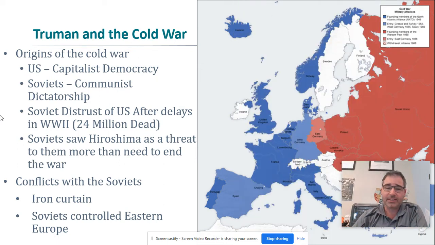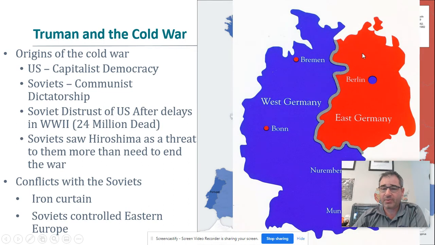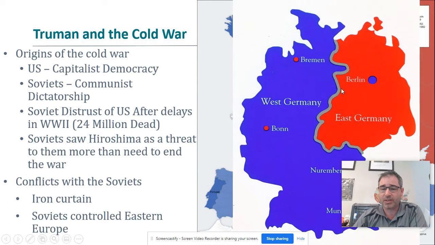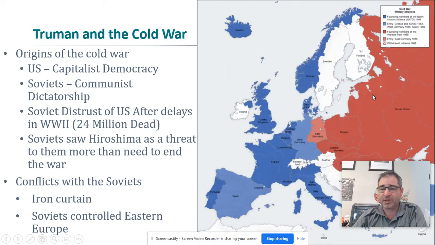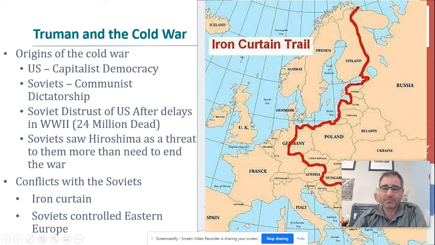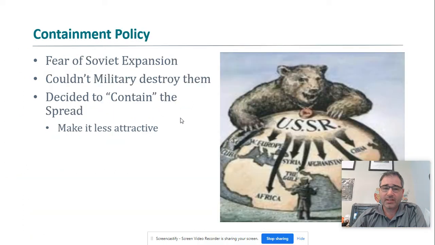Remember that Berlin is also broken up. So you can see in East Germany, right here is Berlin, and Berlin is broken into East and West. Now, East Germany is in Soviet territory, and West Berlin is in East Germany. And Berlin, right here, is Eastern German territory. There's the Iron Curtain. The United States has a policy known as containment.